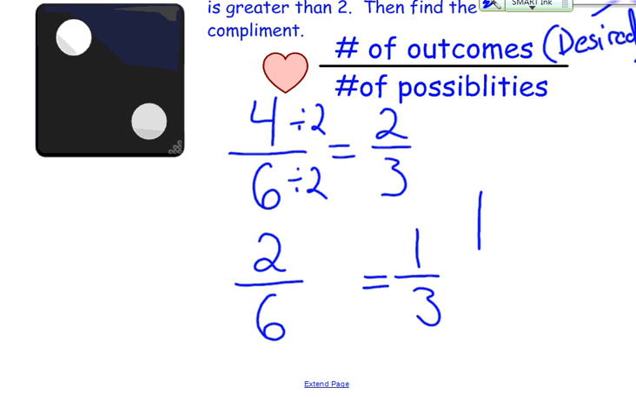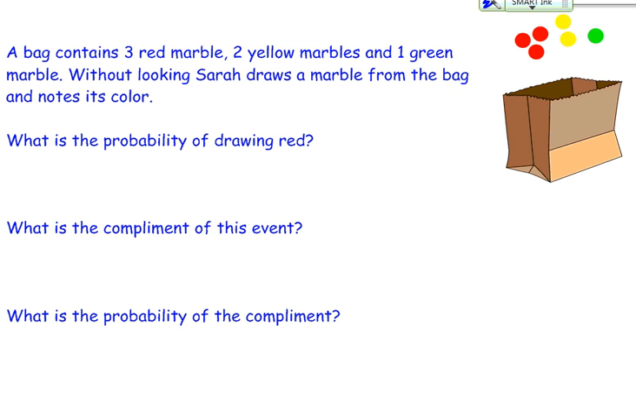So we have these ideas. Let's do another one together, just to continue working with these ideas. A bag contains 3 red marbles, 2 yellow marbles, and 1 green marble. Without looking, Sarah draws a marble from the bag and notes its color. So she has these marbles over here. She's going to throw them in her bag. And now we want to start figuring things out. It says, what is the probability of drawing a red marble?